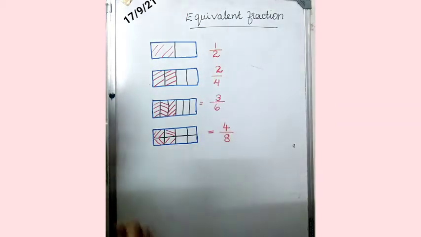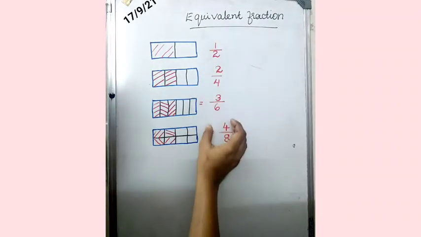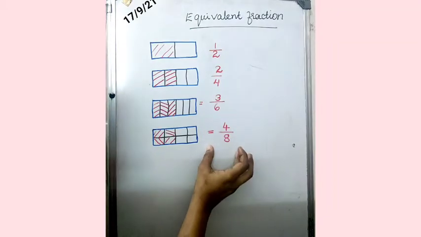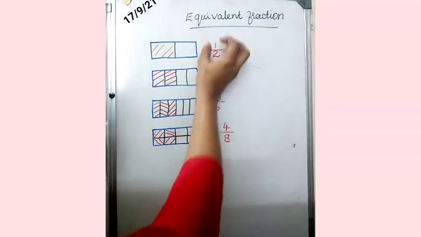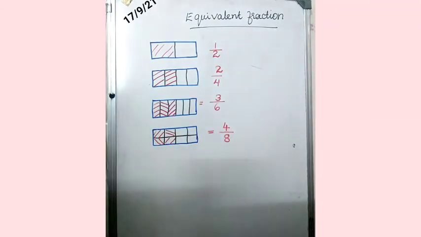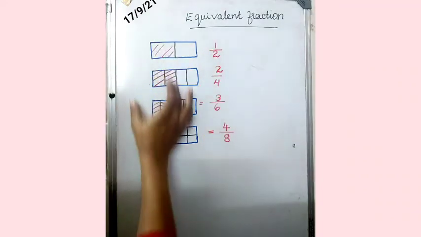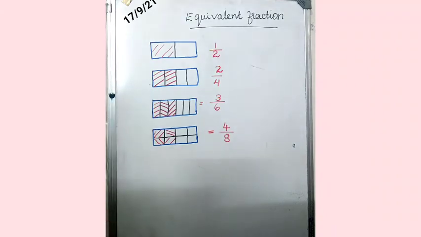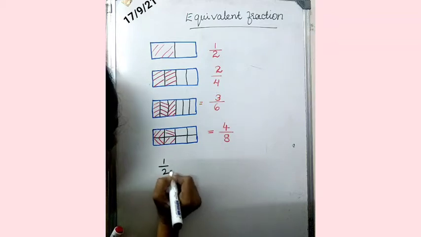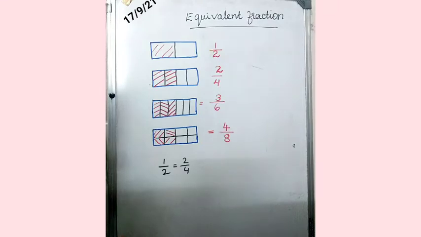Here the fraction changes. The change came to the fractional side, but the portion remains the same. That means all these fractions are the same. These fractions are equal. The portions are the same, so the fraction is also the same. That means 1 by 2 is equal to 2 by 4.